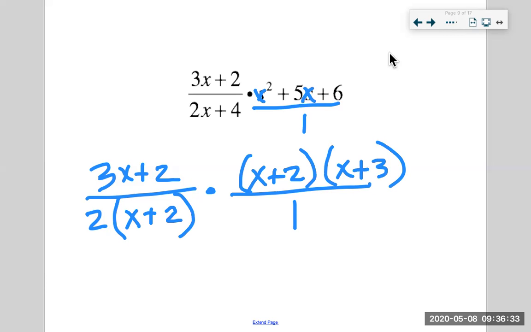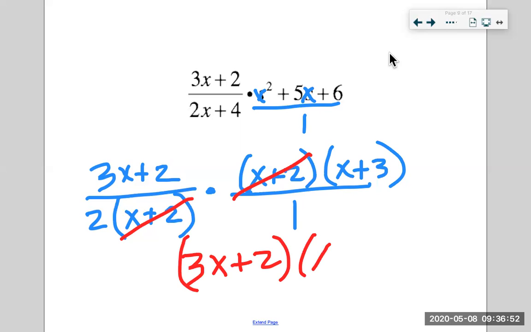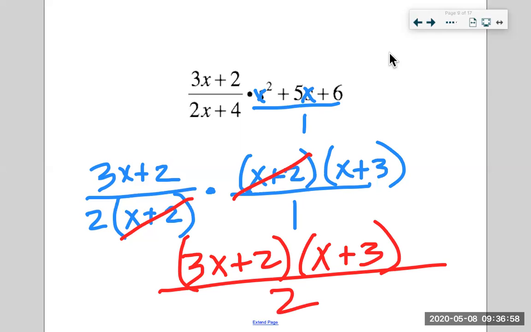All right, so now what can we simplify? What can we cancel out? Well, that x squared and that x squared can go away. And I think that is it. So again, we're not going to multiply. We're just going to leave it in factored form. So we have 3x plus 2 as one factor. We have x plus 3 as the other in the numerator, and the denominator we have 2 times 1. So that's as far as we can take that problem.